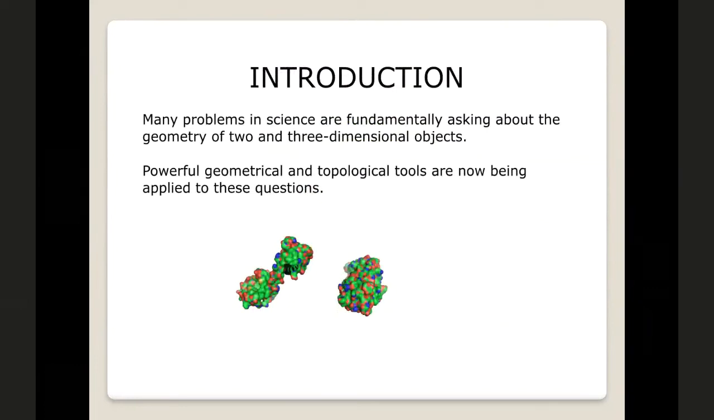So the main theme is that many of the problems that scientists look at are really asking about the geometry of two and three dimensional objects when you frame them correctly, and that it's possible to use powerful geometrical and topological tools to investigate these questions. And I'll give you several examples, both of problems and of tools.